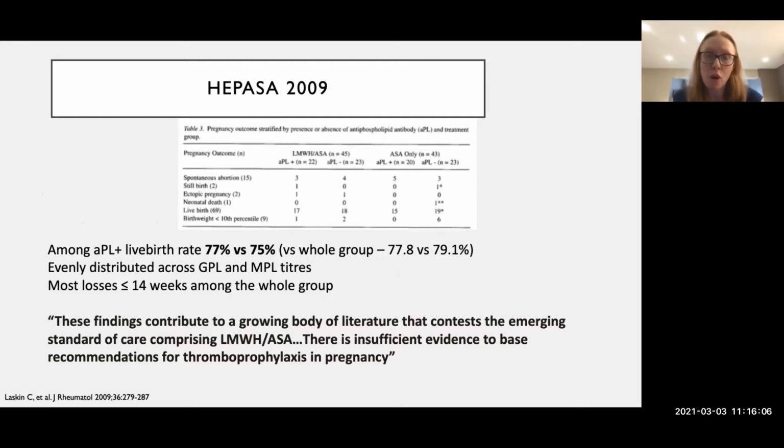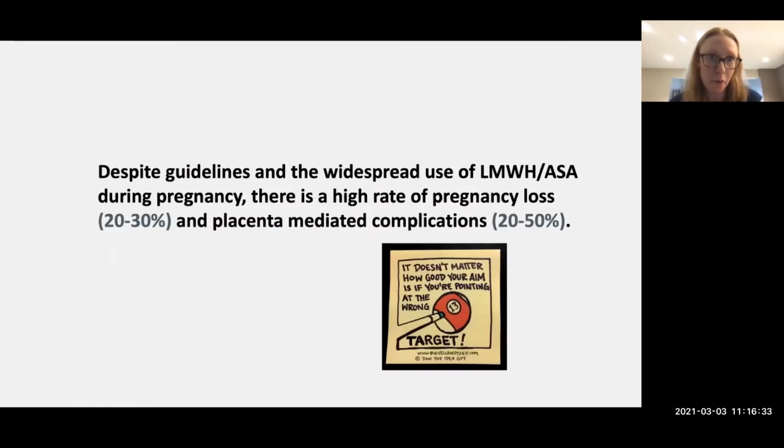And I think some strong statements in this paper, this was our last randomized trial, that these findings contribute to a growing body of literature that contests the emerging standard of care. There's insufficient evidence to base recommendations for thromboprophylaxis in pregnancy, which I think goes in the face of all of our recommended guidelines for use of low molecular weight heparin and aspirin in this scenario.